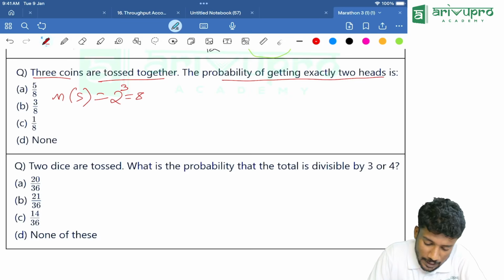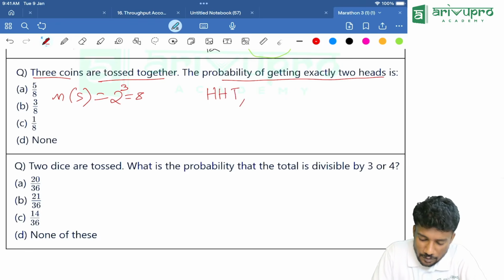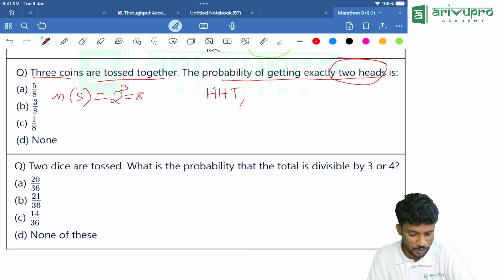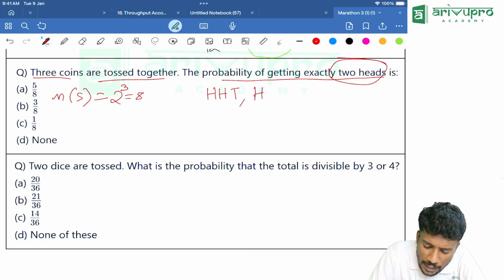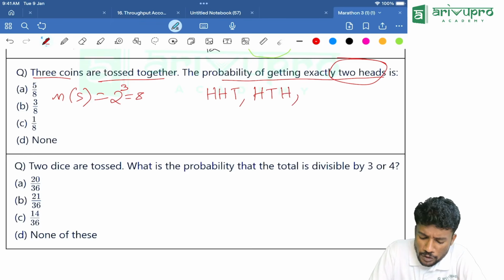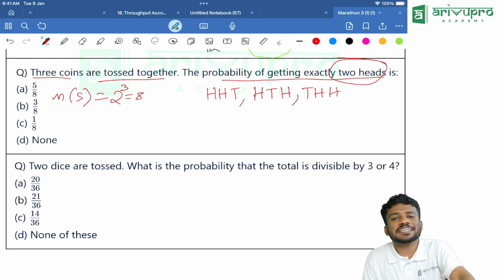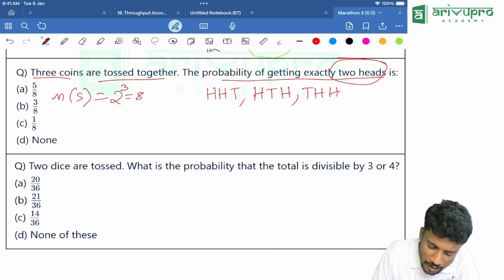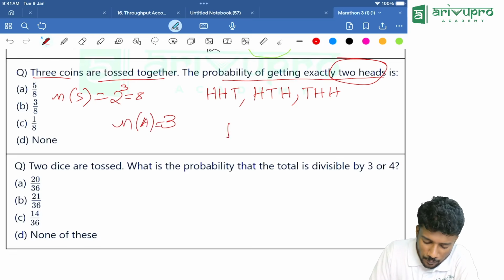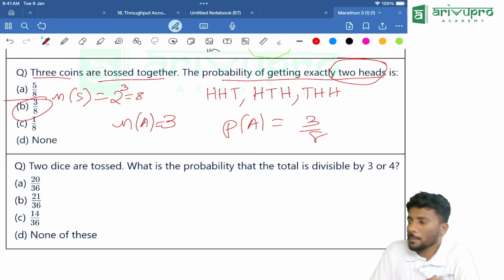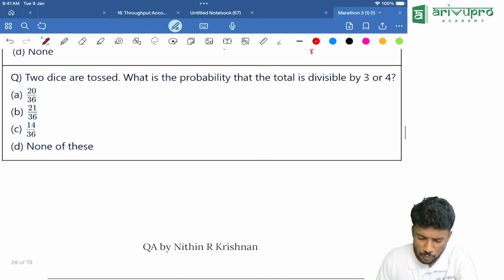Either it will be head, head, tail. We are having exactly 2 heads is the question. Then, or it should be head, tail, head. Or it should be tail, head, head. That means how many times exactly 2 heads are happening? 3 times. So n of A is how much? 3. Then tell me what is P of A. That is 3/8. Option B is your answer. Easier? Yes. Now next question.